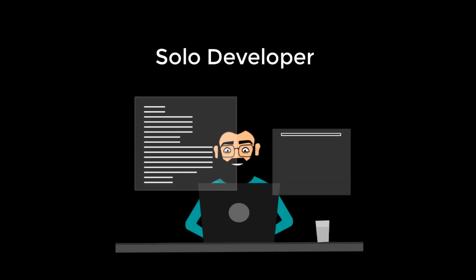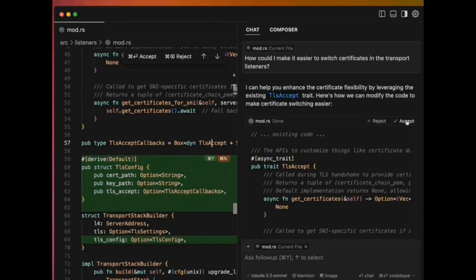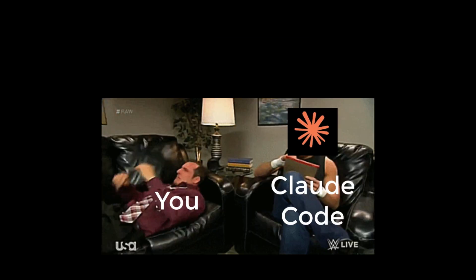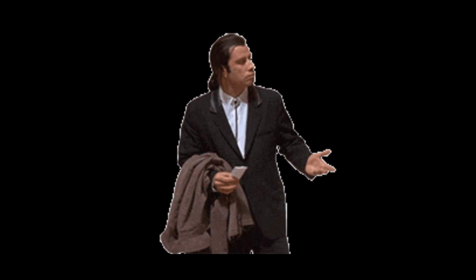Alright, let's talk real life. If you are a solo developer building websites or apps and want to code faster, Cursor is your guy. You can write, debug, and ship without ever touching ChatGPT again. If you are dealing with huge, scary code bases, the kind that gives you nightmares, Cloud Code is your therapist. It explains everything calmly, even when you have no idea what is happening.